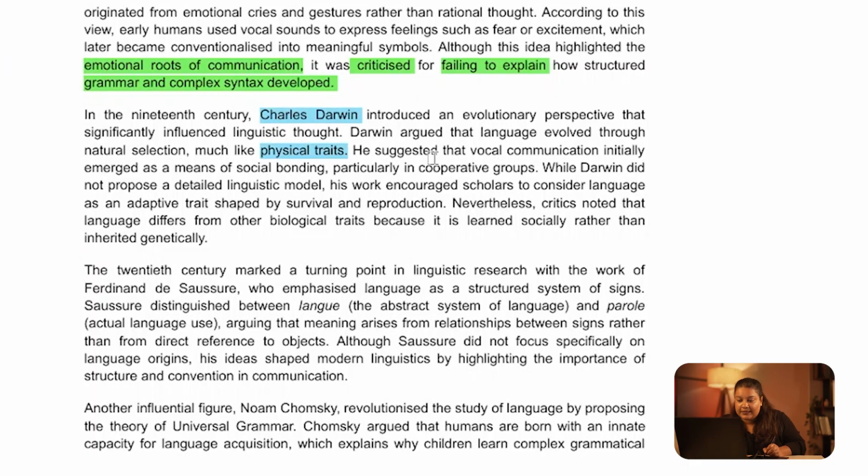So right below where I stopped, we have the name here, Darwin. So let me start skimming and scanning further down. So it does talk about physical traits. He suggested that vocal communication initially emerged as a means of social bonding, particularly in cooperative groups. Here again we have, while Darwin did not propose a detailed linguistic model, his work encouraged scholars to consider language as an adaptive trait shaped by survival and reproduction. We do have it here and it does talk about the critics. Nevertheless, critics noted that language differs from other biological traits because it is learned socially rather than inherited genetically. We do have it talking about the critics, how the trait varies, and it does talk about the survival of races. But here it does not completely say that it was accepted by the critics.